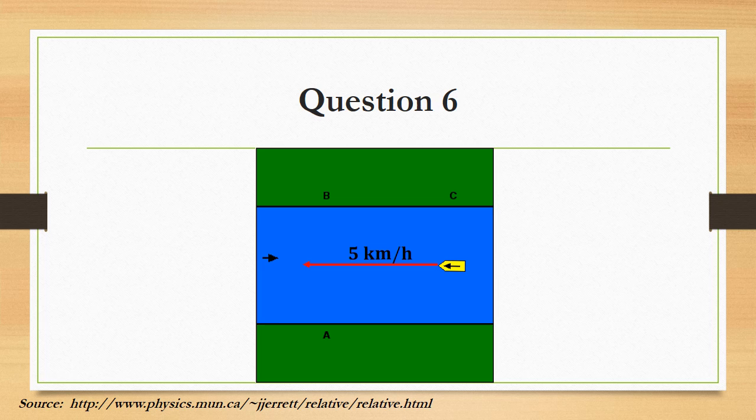Well, what if the captain tried this? Could he just aim perfectly upstream? Yeah, he could, and then his velocity would be exactly the right amount, 5 kilometers per hour, that he could balance the current of the river. But then there's no component of his velocity aiming towards B or across the river. So the best this captain can do is to not go downstream, but he cannot cross to point B.